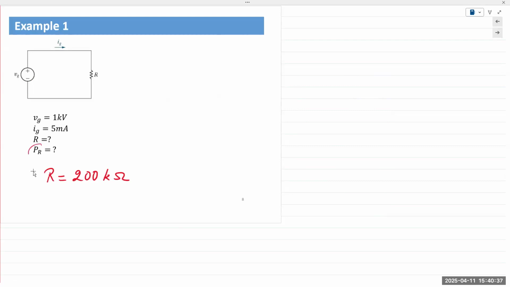So this is the power in that resistor. You have both voltage and current, so you can use either equation, right? You have voltage and you have current. You don't have to do anything else.